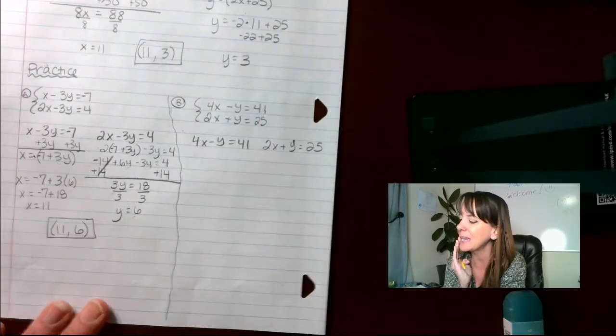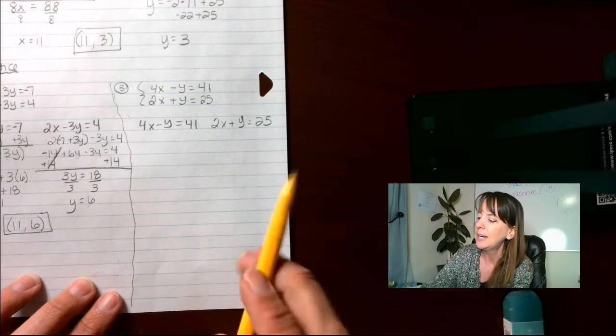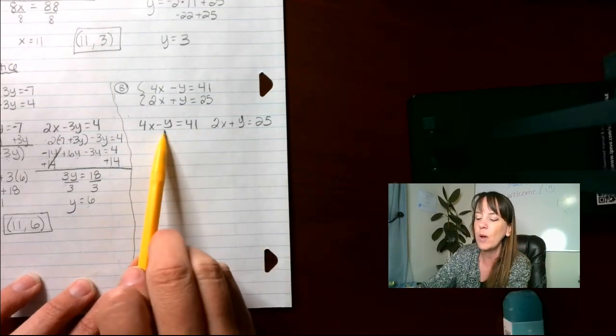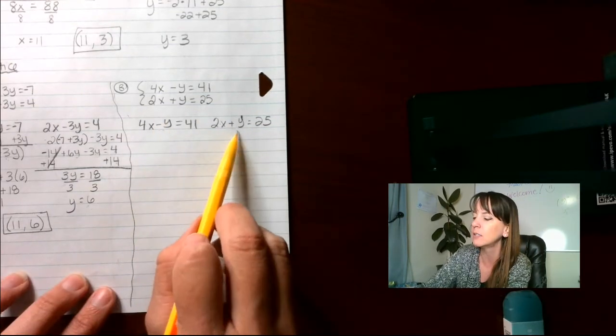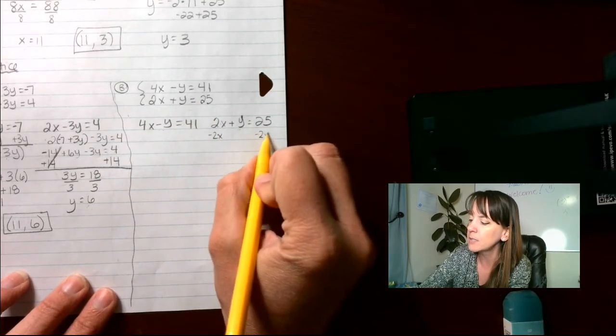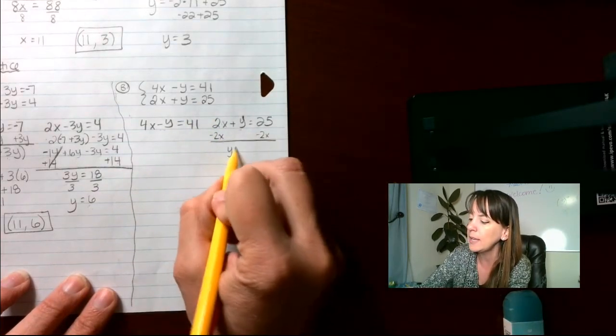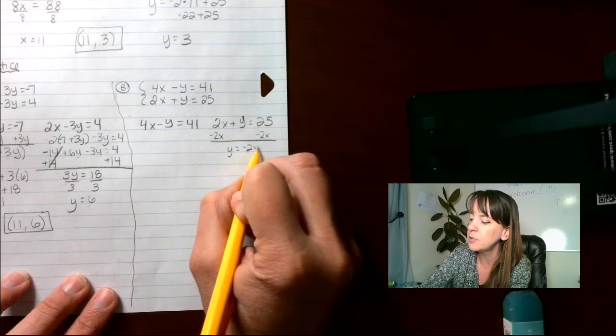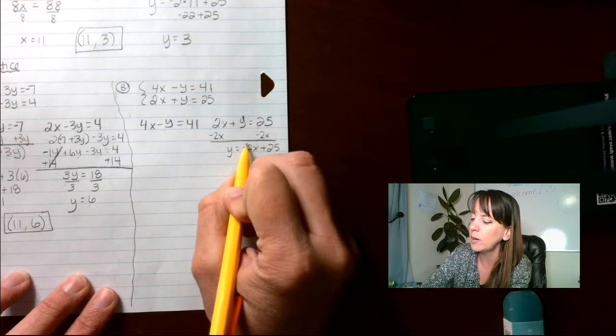Let's see what we've got for our next one. Looks like there's a y by itself, but it's a negative, and I don't want to deal with that. Here's a y that can be by itself. So let's subtract 2x, and I end up with y equals negative 2x plus 25. y equals all that garbage.